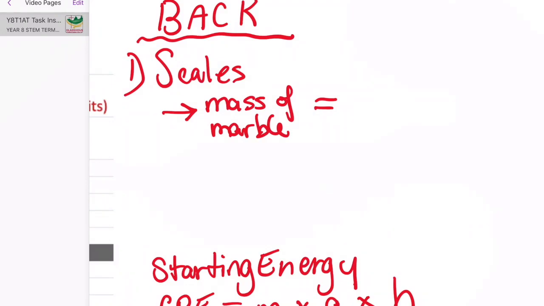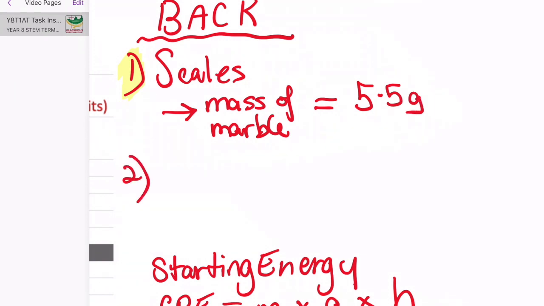First of all, you need to get the scales out. You need those scales because on those scales you're going to be able to weigh your marble. And most of the marbles are around the 5 gram mark unless it was a large one. For the purposes of this video, we're going to say it's 5.5 grams.